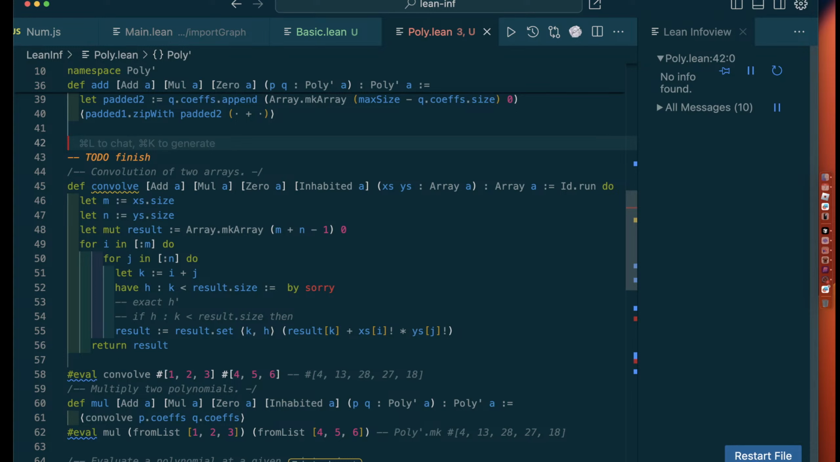Like a vector. Sorry, it's already dot. Okay. It might not actually be, wait, I'll just do that.